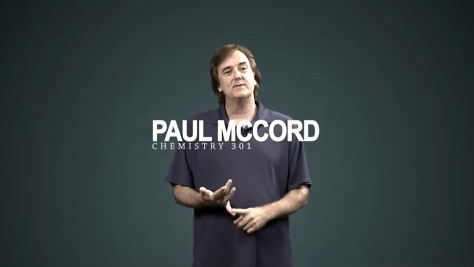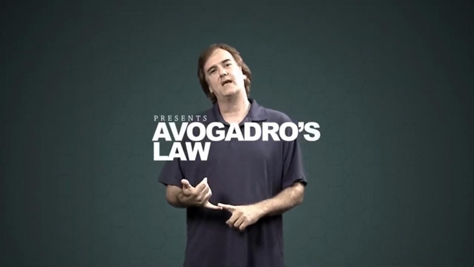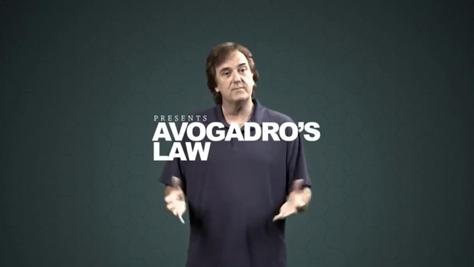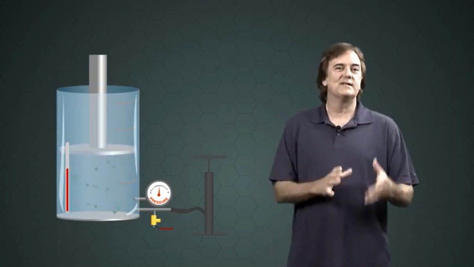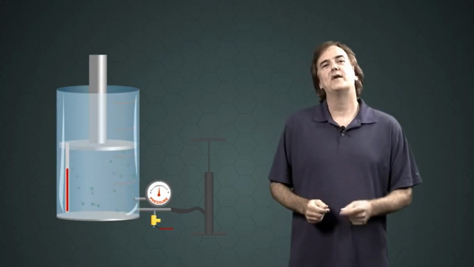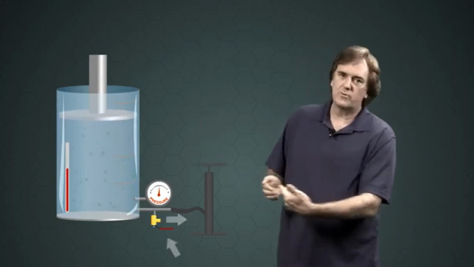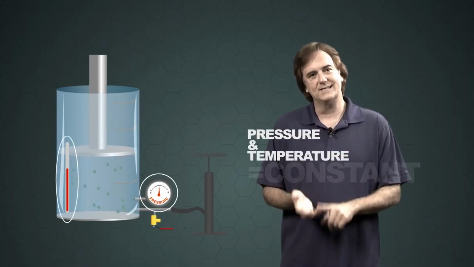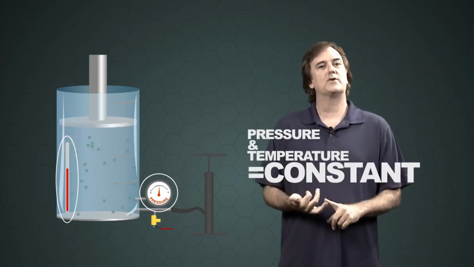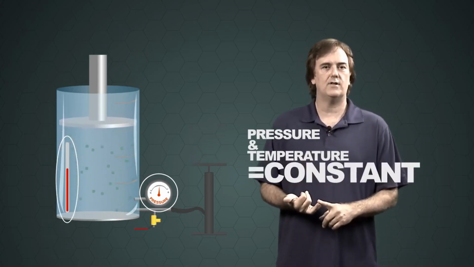Avogadro's law is simply the relationship of the number of moles of gas being proportional to the volume in which they occupy. Once again, we've got our piston and cylinder picture, but this time it's a little different. We have a side on it where we can pump in more gas or remove gas. We are going to keep the pressure and the temperature exactly the same during this, and that is one of the criteria for Avogadro's law.